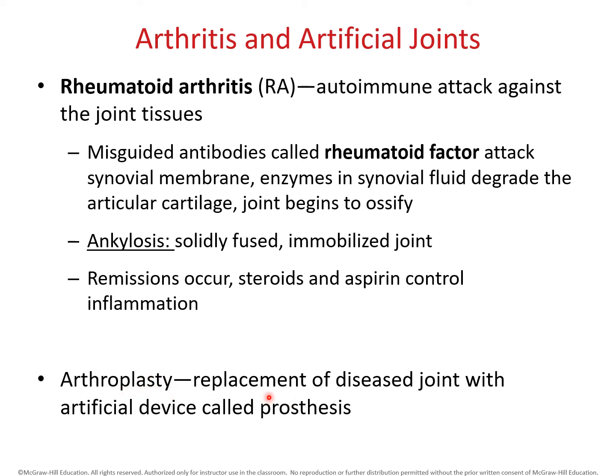All right, aspirin might be able to help control some of the pain and inflammation. Arthroplasty, so this is basically when we replace the joint structures with a prosthesis. So if it does get severe, if you do get ankylosis, then this would be a good option.